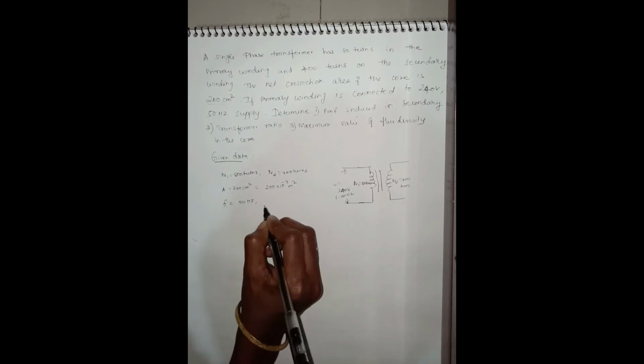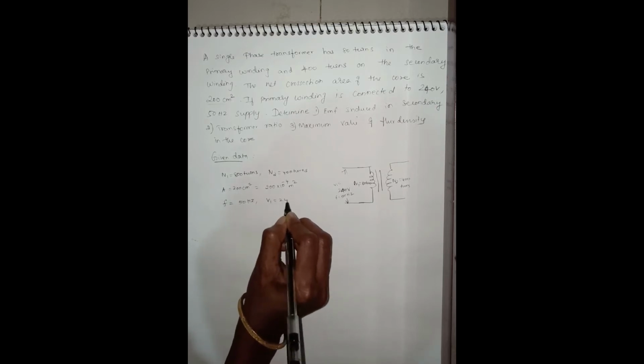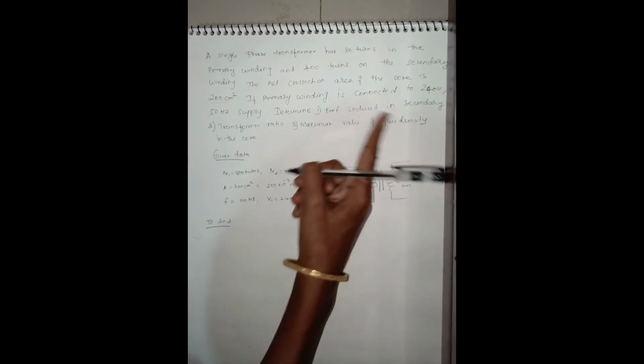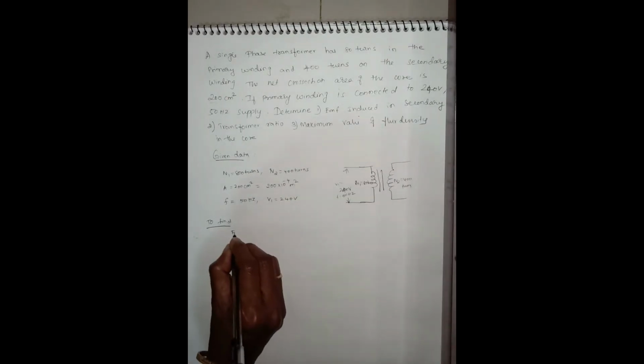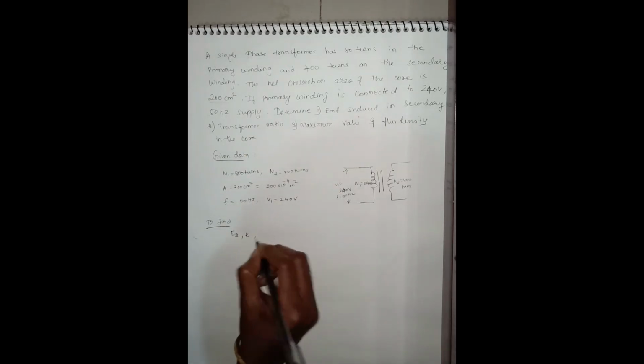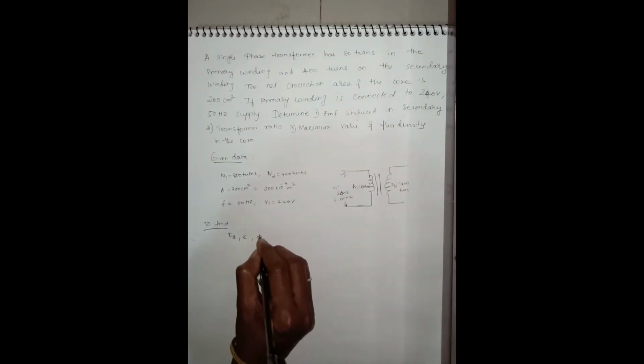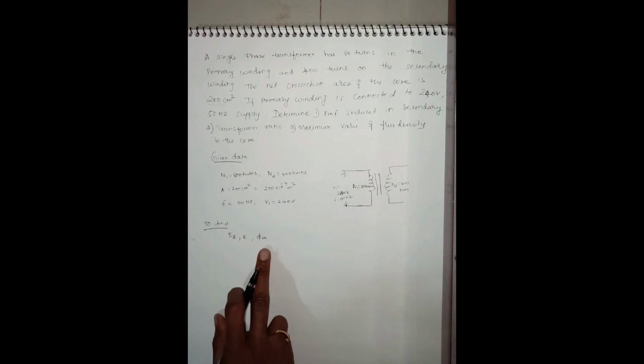Next, frequency is given as 50 hertz, and V1 is equal to 240 volts. These are given data. What do you have to find? You have to find the EMF induced in the secondary, E2, the transformer ratio K, and the maximum value of flux density they are asking.